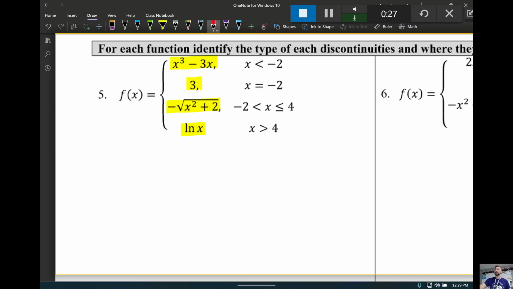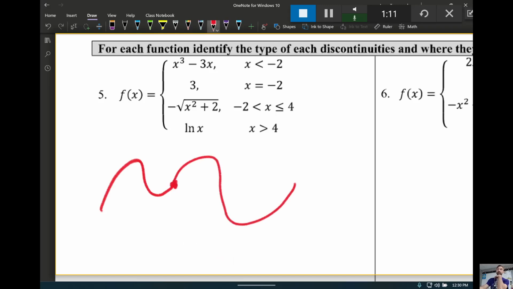But when it stops being this function and starts being this function at x equals negative 2, there might be a break in the graph. And there could be a break in the graph at 4. If these are not at the same value at x equals 4, then there's a break in the graph. If these are not at the same value at x equals negative 2, there's a break. So even though individually they're all continuous, if at this y value, where it stops being this function and starts being this function, it doesn't have the same y value, then there's a break. If it does have the same y value, then they're continuous.